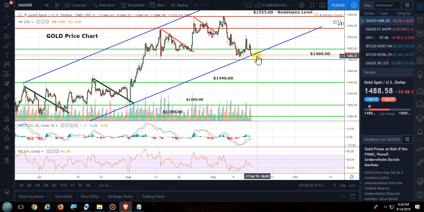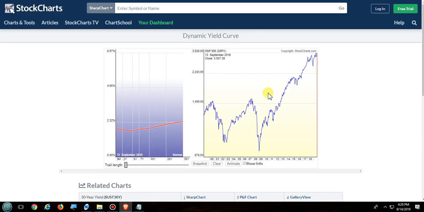I realize just a couple weeks ago I was saying gold's only going to go up right now, but now things have changed. The trade deals have changed. The yield curve is getting better. It's not nearly as bad as it was looking a couple of weeks ago.